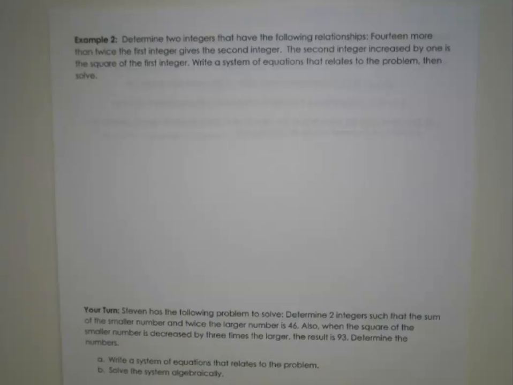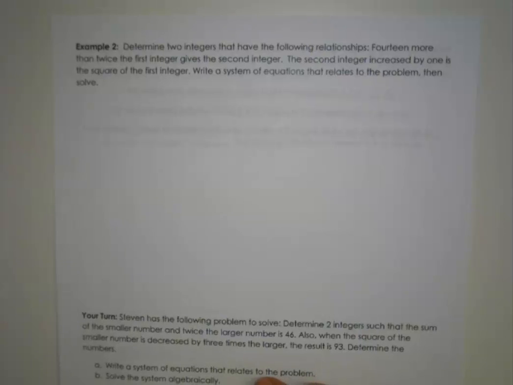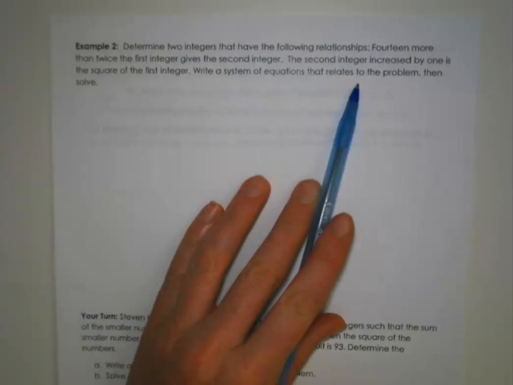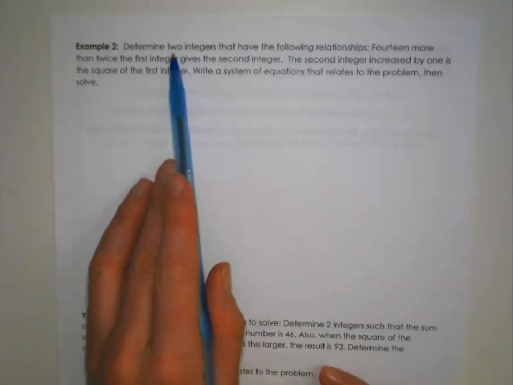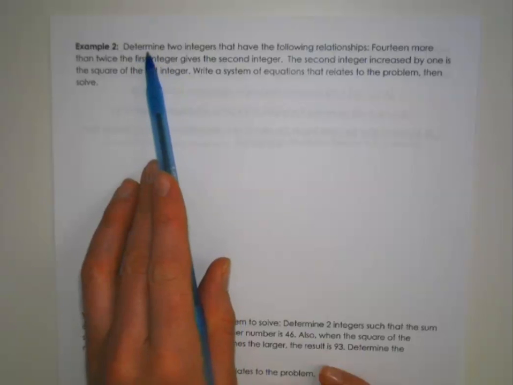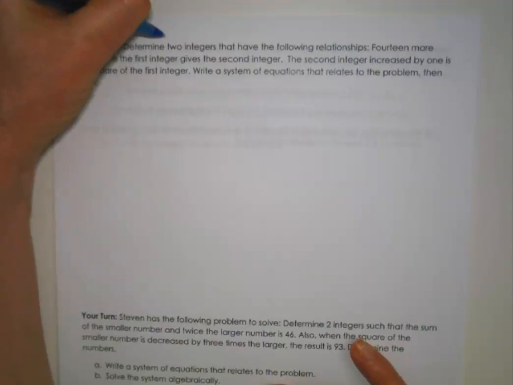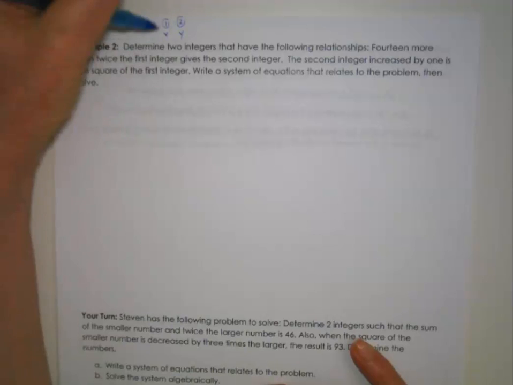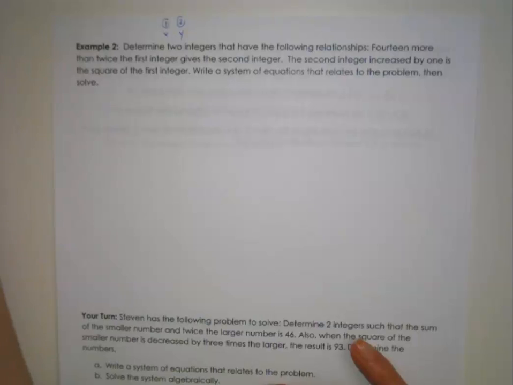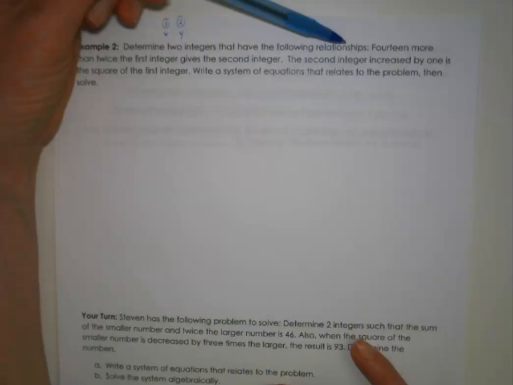So in this example, we are not given our equations, but we're given some information and we need to write a system of equations that relates to the problem and then solve it. So we have 2 different steps to work through here. In the first part, we're told determine 2 integers. So right away, I want to set up my variables. Let's call integer 1 x and integer 2 y. So now I have references for both of these that I can refer to as I move forward through the question.